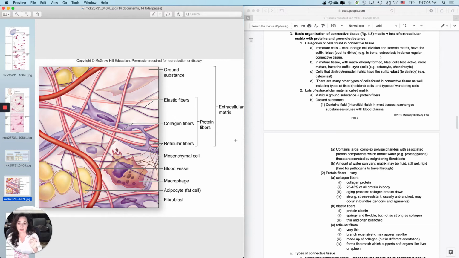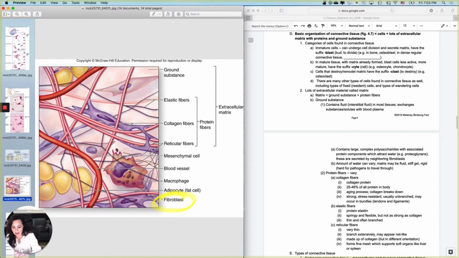So generally speaking, you're going to run into several different kinds of cells. Some cells are going to have the prefix blast, and you see one right here. That's a fibroblast cell. The prefix blast you should have learned, the suffix blast you should have learned when you learned your list of prefixes, suffixes, roots, and combining forms. Blast means bud or to divide. So you might run into an osteoblast. That would be the precursor to bone. In some tissues, you'll run into a fibroblast, like you see here, and a fibroblast will generally make fibers.